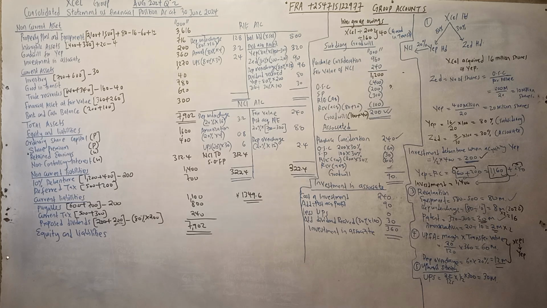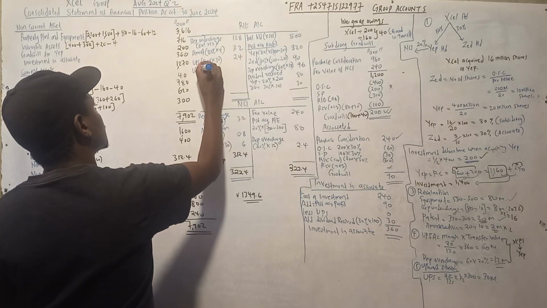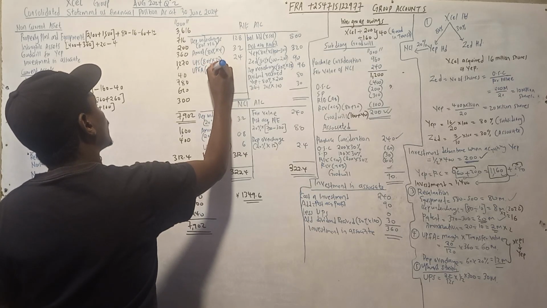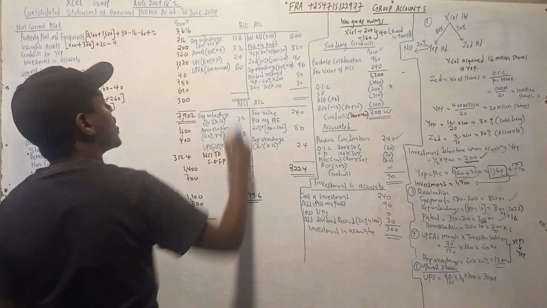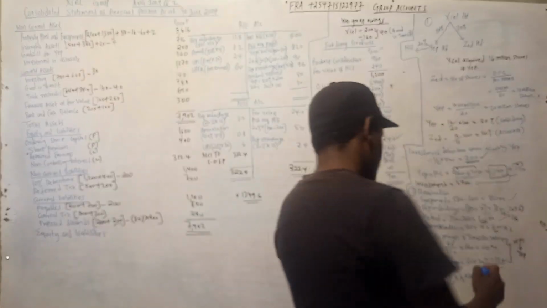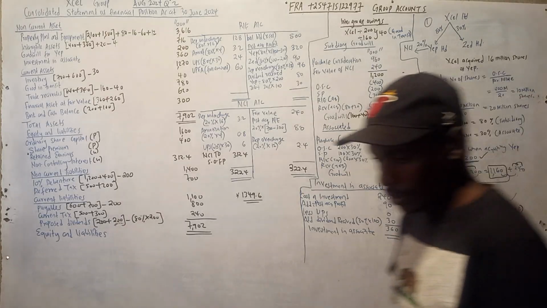Then there's one amount that we need to consider, that is the UPFA. UPFA, we shall put it as a full amount. UPFA, unrealized profit on fixed asset, you put the full amount of 60. It will also affect the tenant's account. That is all about it.